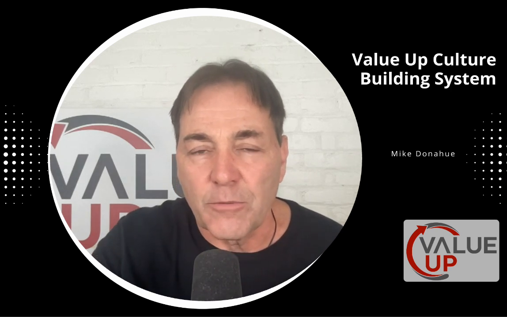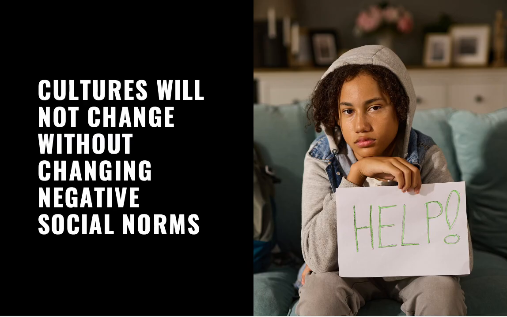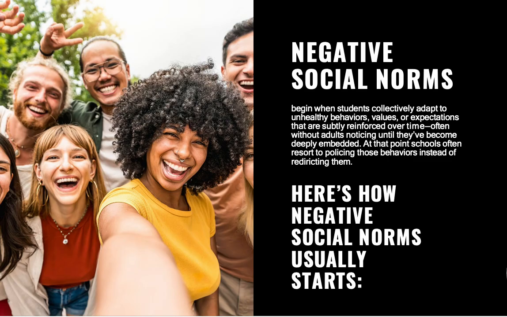So let's get into that a little bit. Social cultures will not change without changing negative social norms. Negative social norms begin when students collectively adapt to unhealthy behaviors, values, or expectations that are subtly reinforced over time, often without adults noticing it until they've become deeply embedded. At that point, schools often resort to policing those behaviors instead of redirecting them. Here's how negative social norms usually start.